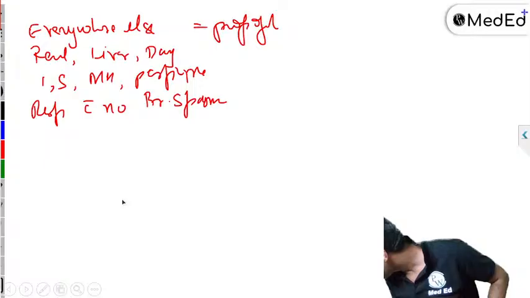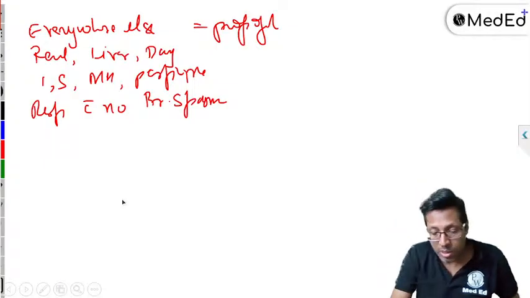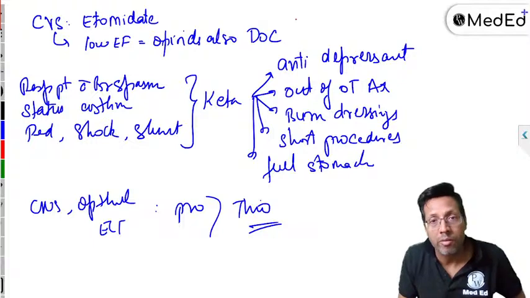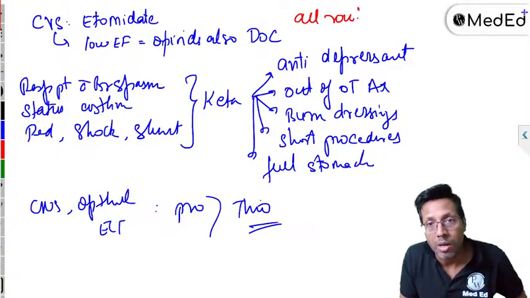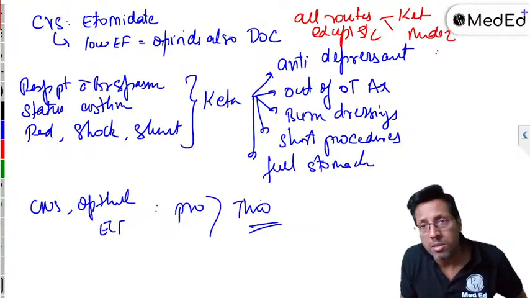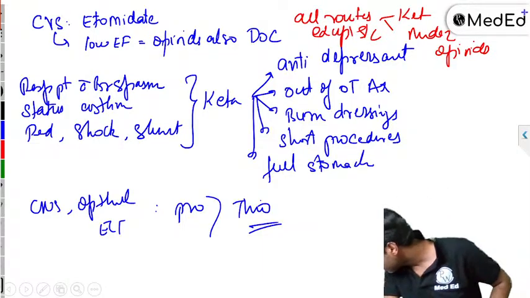Yes, ketamine with nasal. It can be given from all the routes. That's also an MCQ question. So ketamine can be given from all the routes. There are 3 drugs that can be given from all the routes except subcutaneous, and that is ketamine, midazolam, and opioids. Ketamine, midazolam, and opioids. Okay, they can be given from all the routes. That's done.